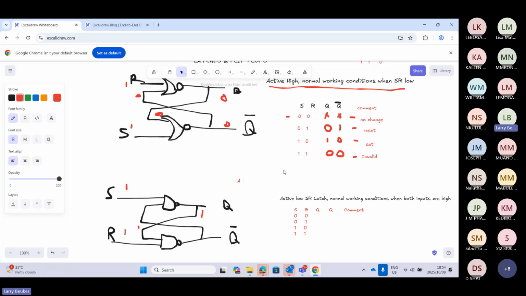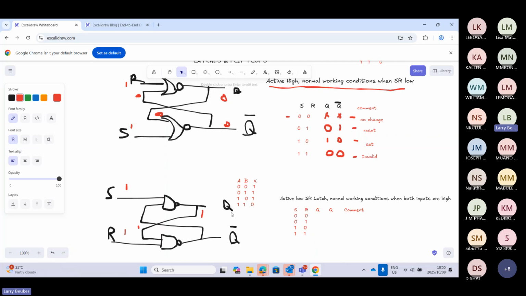A, B, X. So the truth table for a 2-input NAND gate, 0, 0. In an AND gate, if both inputs are low, the output will be low, right? But in a NAND gate, it will be high. 0, 1. If it's like this, it will still be low in an AND gate, but in a NAND gate, it will be high, right? 1, 0. It will be low in an AND gate, but in a NAND gate, it will be high. 1, 1. In an AND gate, it will be 1, but in a NAND gate, it will be 0.